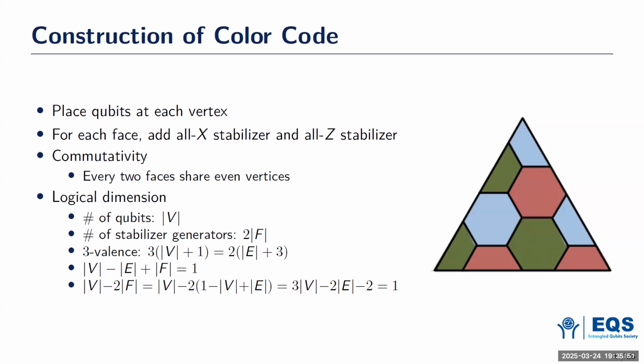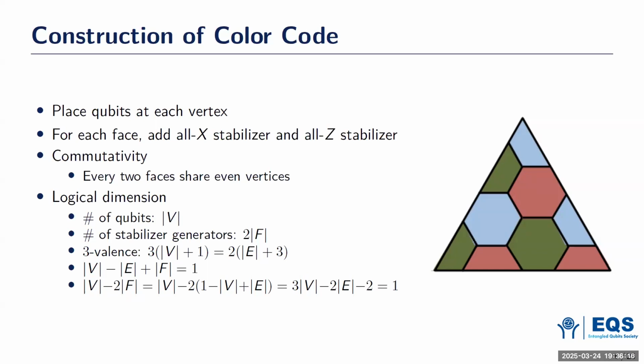And to make this code well defined, we have to check the commutativity between every two stabilizers. If two stabilizers are both X type or both Z type, they trivially commute. So let's consider the case that one is X type and the other is Z type.